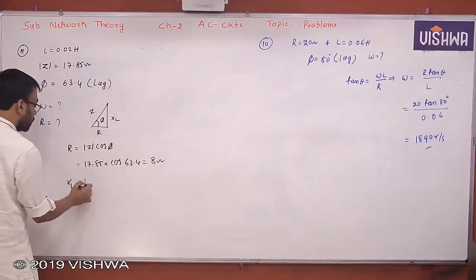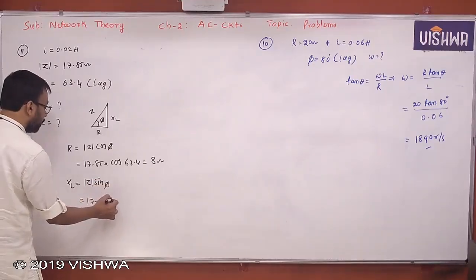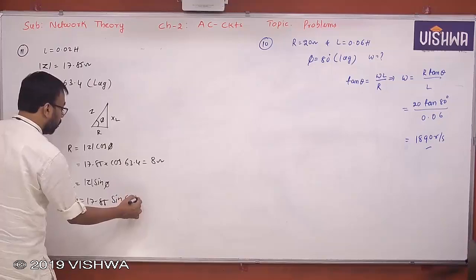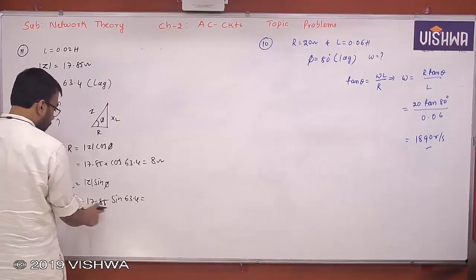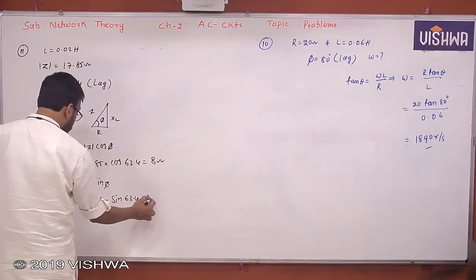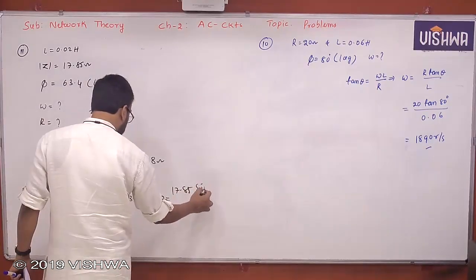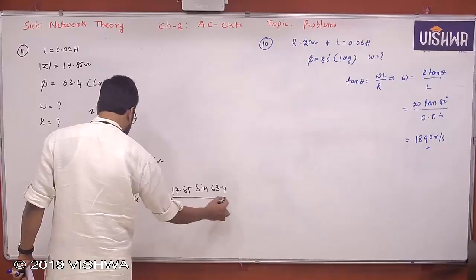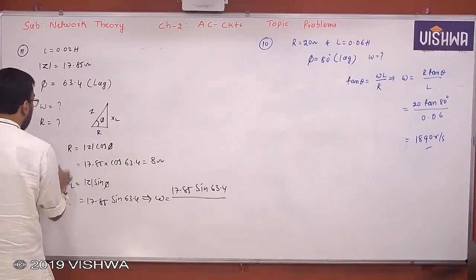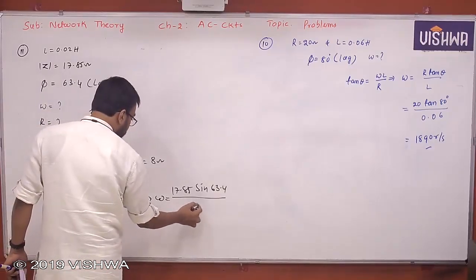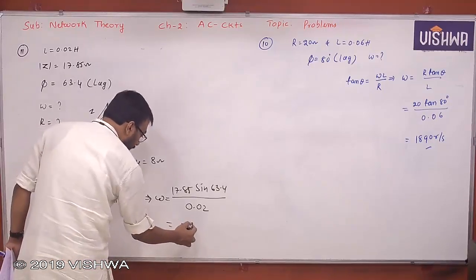XL is nothing but Z sin phi, 17.85 sin 63.4. Okay, you will get this XL value, but you must get what? Omega, right? Omega is nothing but 17.85 sin 63.4 divided by L, because XL is nothing but omega L, yes or no? You know L value is already given, 0.02. You can substitute, and finally the omega value is found to be 798 radian per second.